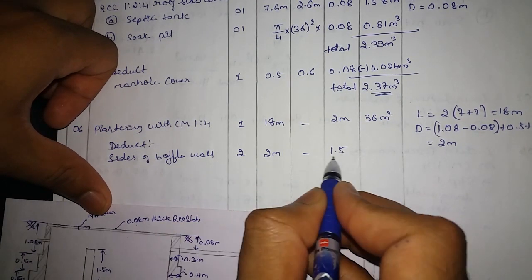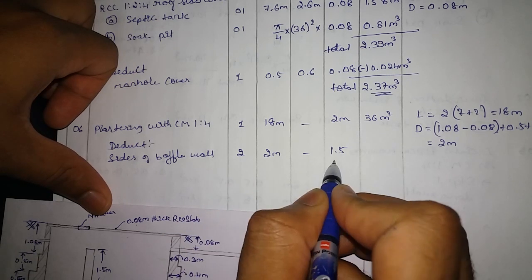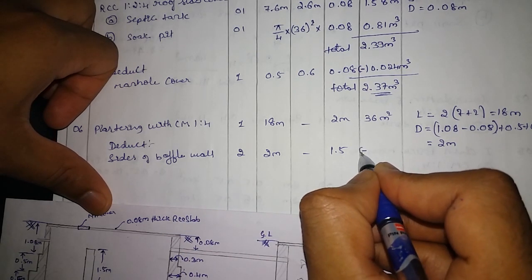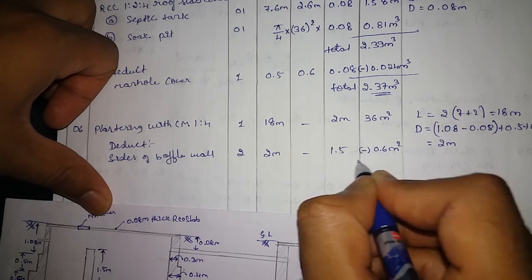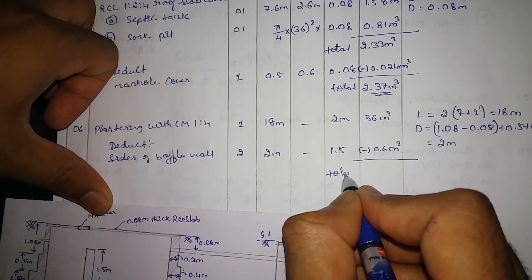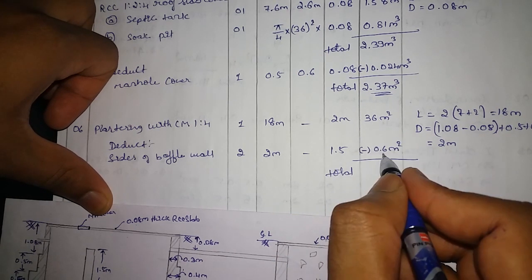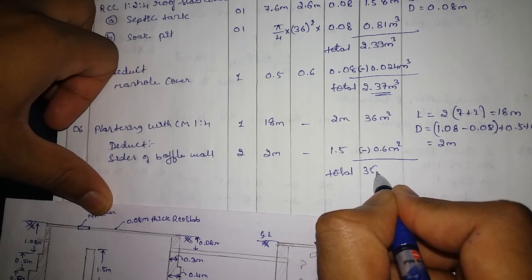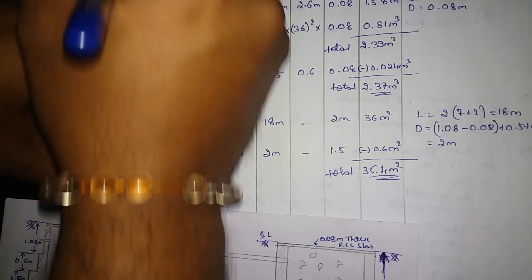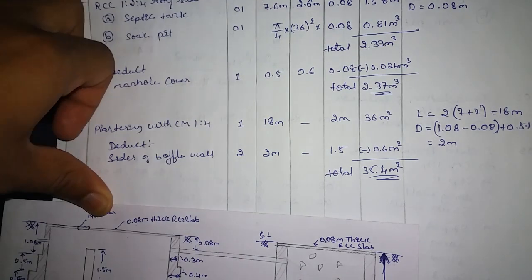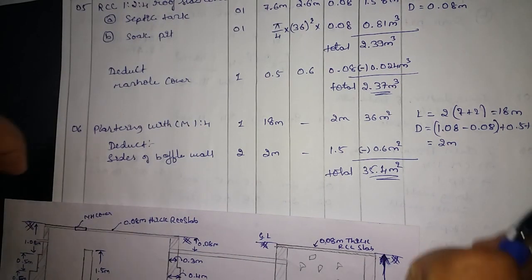If I calculate this in a calculator, 2 into 2 into 1.5, you will get around, and just writing it to understand that you need to subtract this value, 0.6 meter square. Now what is the total you are going to get? Subtract this, so 36 minus 0.6, you will get 35.04 meter square. So this is your total quantity of the plastering. Now you have clearly understood.